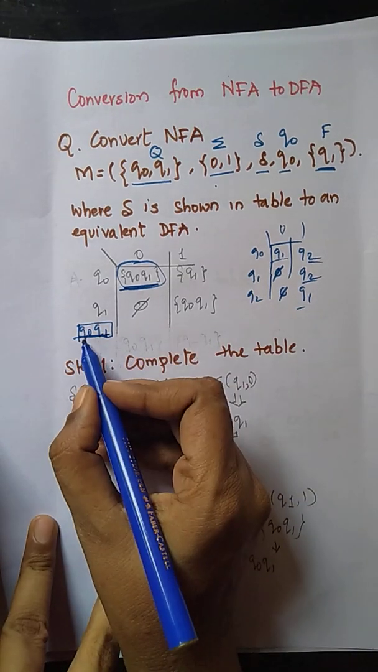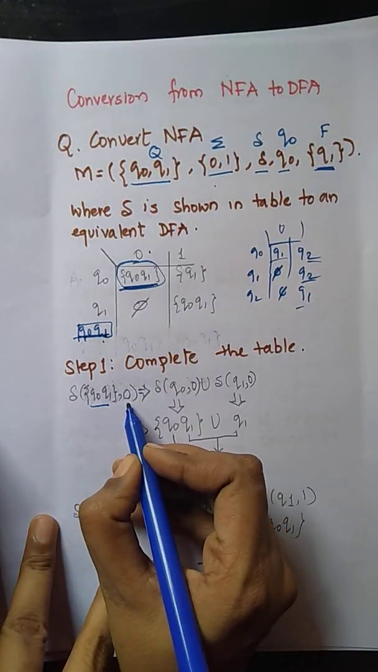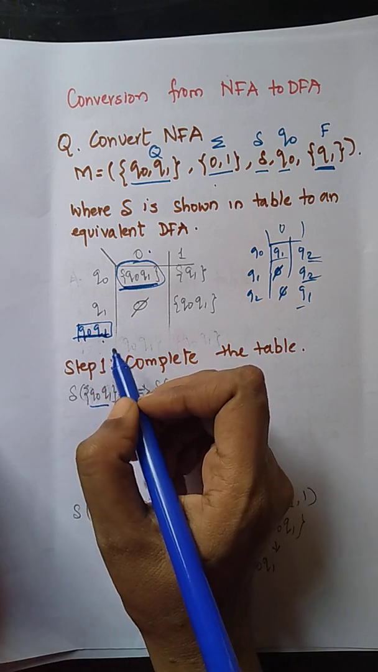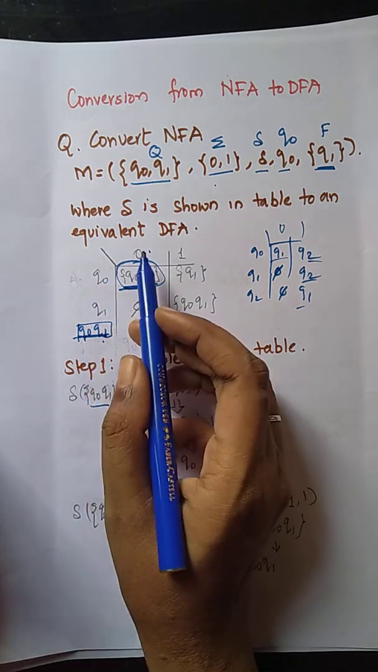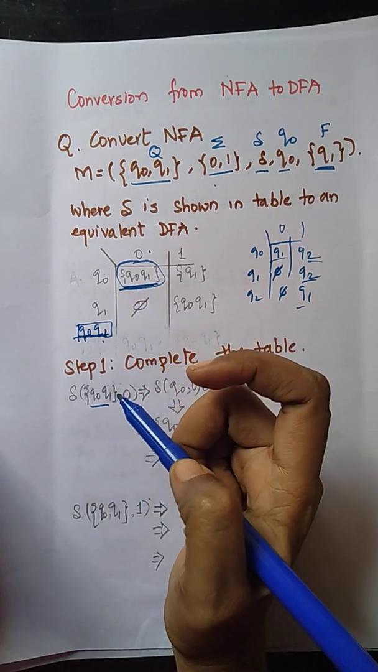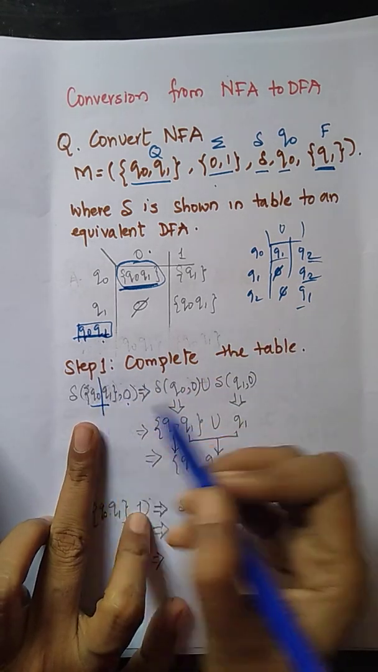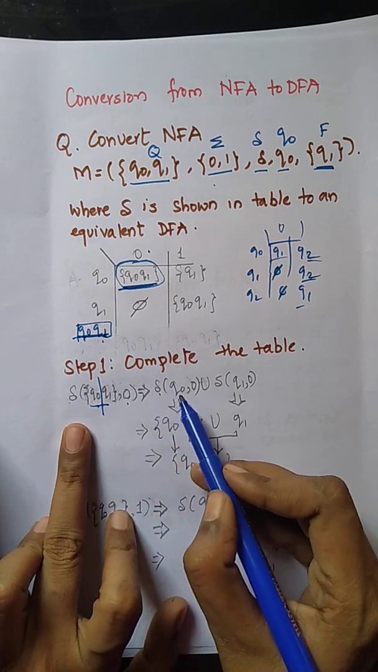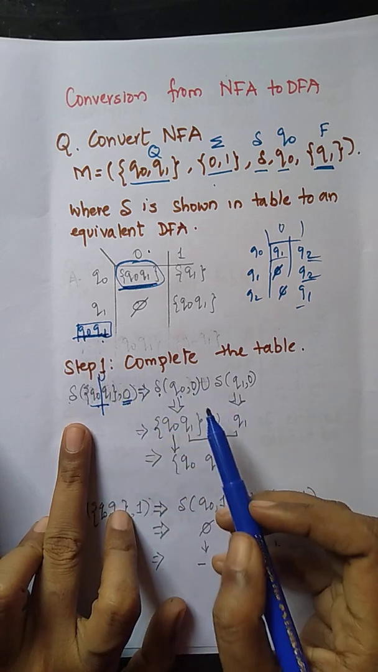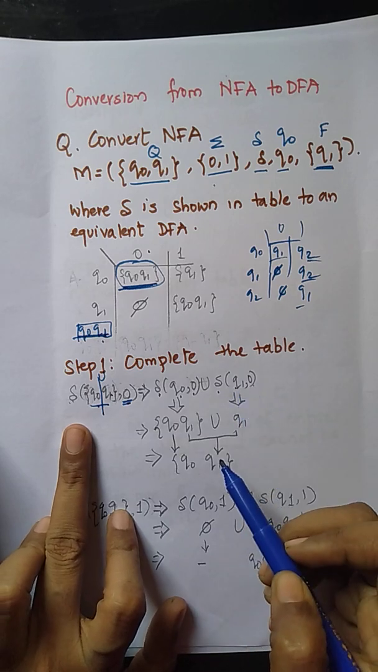So how are we going to consider it? We are going to consider {Q0, Q1} with the input symbol 0, that is, the transition of {Q0, Q1} on input symbol 0. Previously we know how to find the transition with a single state, for example Q0 on 0 goes to Q1, and Q0 on 1 goes to Q2. But we don't know how to find the transition of multiple states with a single input symbol. So we are going to divide it: the transition of Q0 with input 0, union the transition of Q1 with input symbol 0.